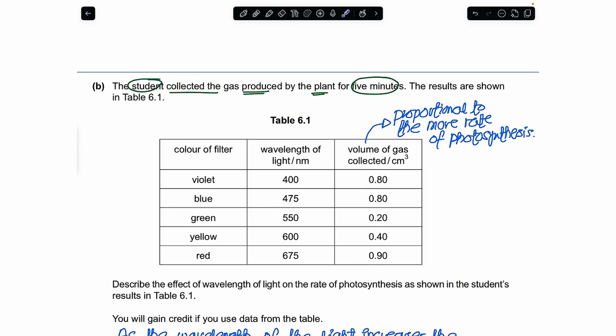But if I move onward, you see that at the green filter, where the wavelength of the green color is 550, the rate of photosynthesis is the minimum, and that is only 0.20 cm cube being produced. But again, if we change the color filter from yellow to green and red, and the wavelength is increased from 600 to 675, again the rate of photosynthesis, in terms of the volume of oxygen gas being produced, is increasing.